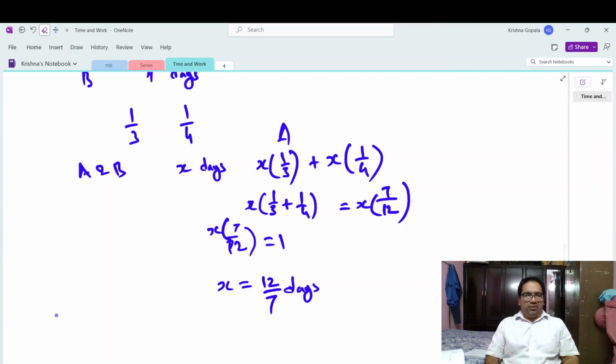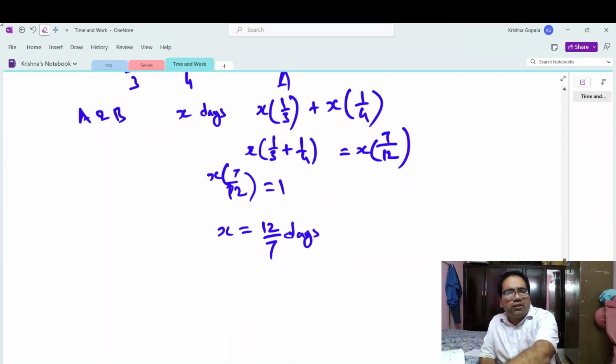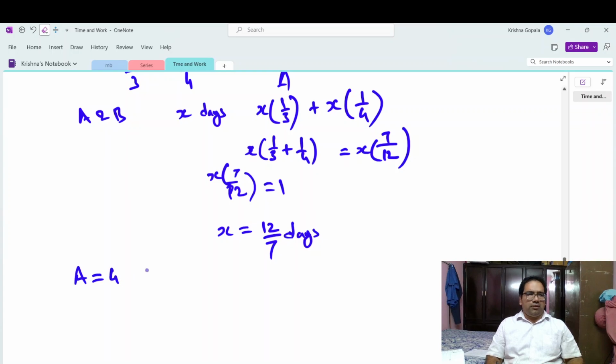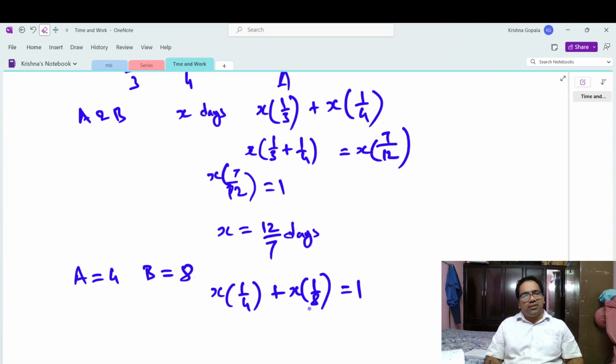Let's take another example. A will do a work in 4 days, to make it simple, and B does it in 8 days. So in X days, A will do X into 1 by 4, plus B does X into 1 by 8. This ideally should be equal to 1, the complete work. This one will do this part of work, B will do this part, together they will complete the work. That means X into 1 by 4 plus 1 by 8 should be equal to 1.